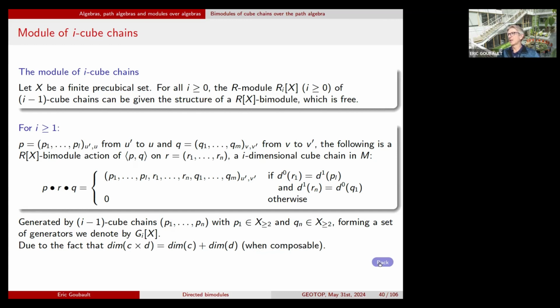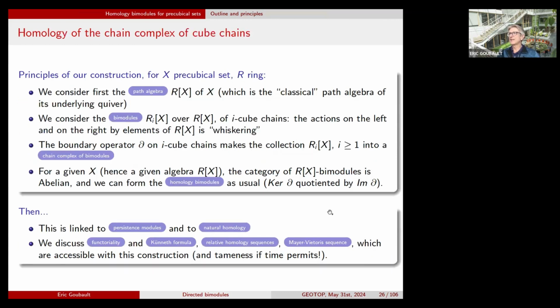Okay. So now we could recast the cube chains we had before as not only modules over a ring, but as bimodules over the path algebra. And what you can show very easily, and I won't show it, is that the boundary operator we had before agrees with this path algebra structure, this extra path algebra action. So it's going to be a chain complex of bimodules.